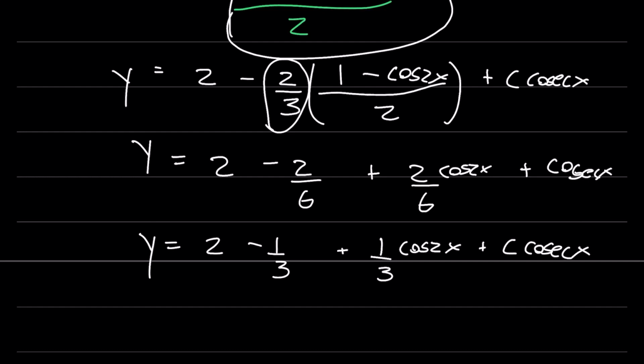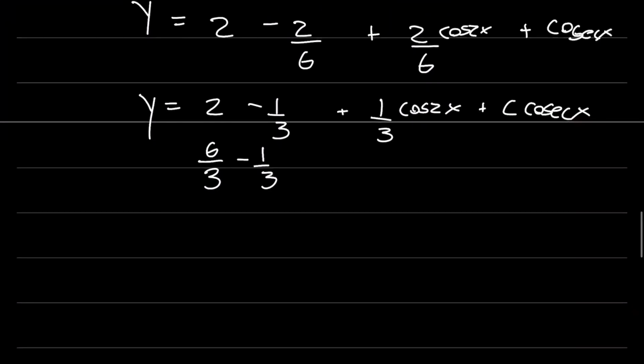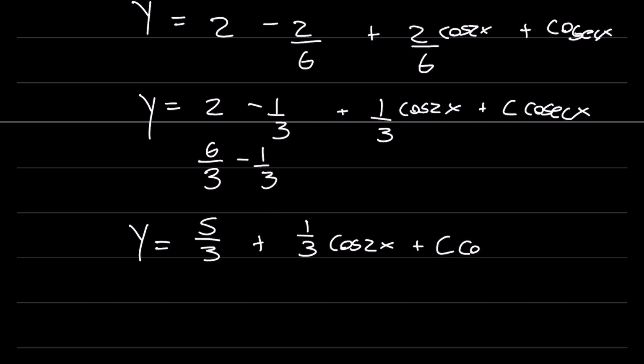And 2 minus a third is the same thing as saying 6 over 3 minus 1 over 3, because 6 divided by 3 is 2. And 6 over 3 minus 1 over 3 is just 5 over 3. So y is equal to 5 over 3 plus a third cos 2x plus c cosec x.